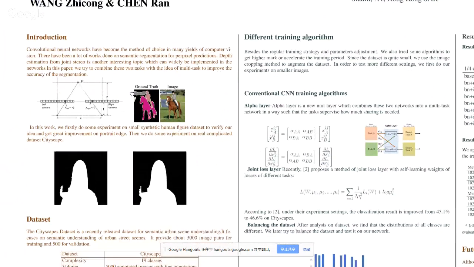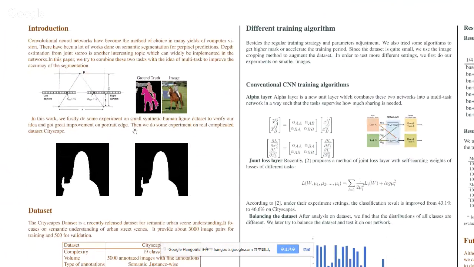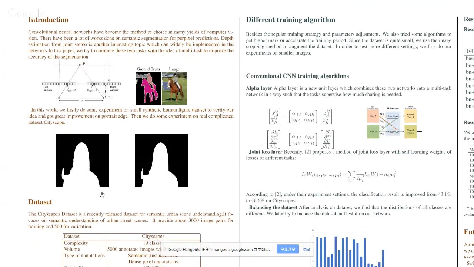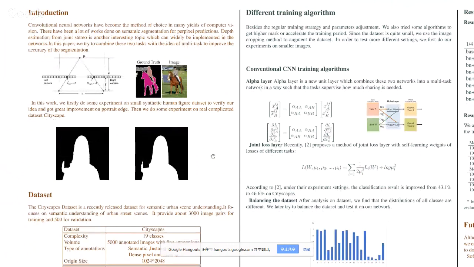two tasks together. So at first we do a very simple experiment on a small synthetic human figure data set. You can see here are two images. The left one is the output of segmentation only, and the right image is the output of the network with both segmentation and the disparity. Disparity is the stereo matching. And we find that it is obvious that the contour of the human figure improves a lot for the multitask.